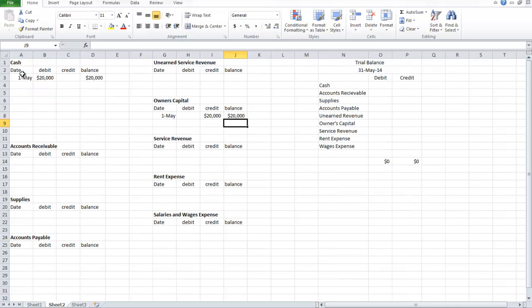Now we post to each individual account. And we have a listing for supplies and also a corresponding credit to accounts payable.